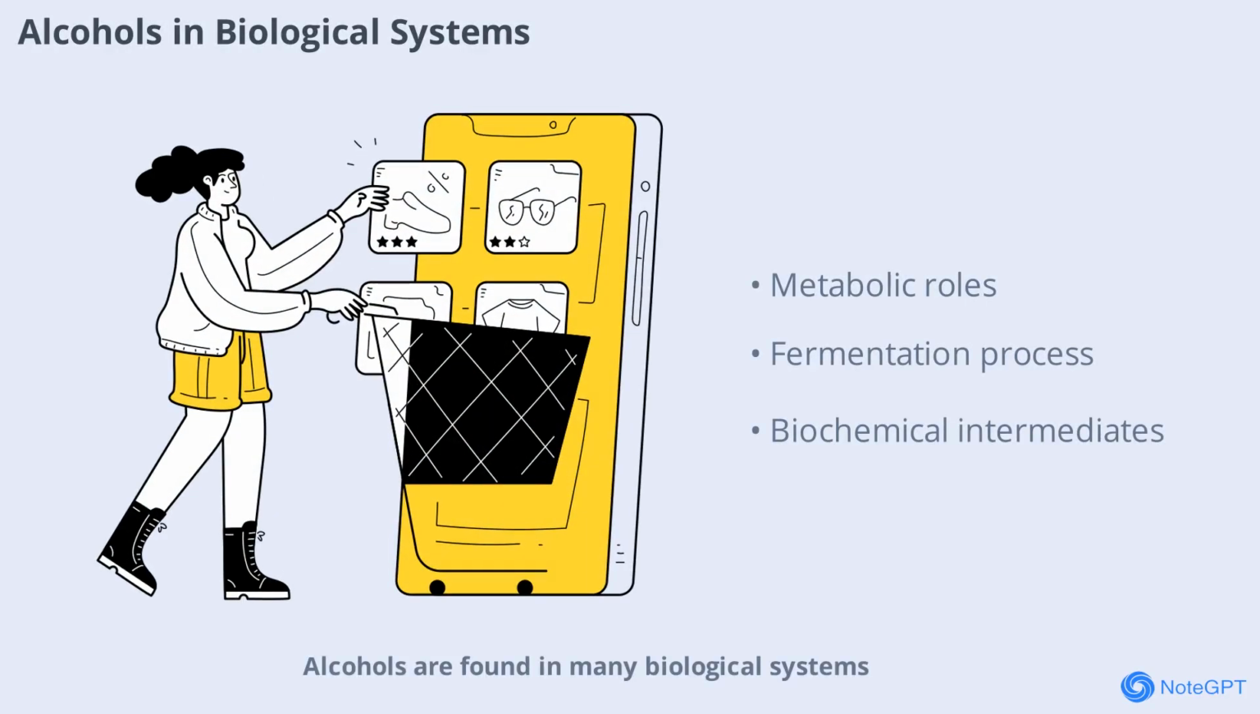Alcohols are found in many biological systems, playing roles in metabolism and cellular processes. Ethanol is produced by yeast during fermentation, while other alcohols serve as intermediates in biochemical pathways. Understanding the function of alcohols in biology helps explain their effects on living organisms.